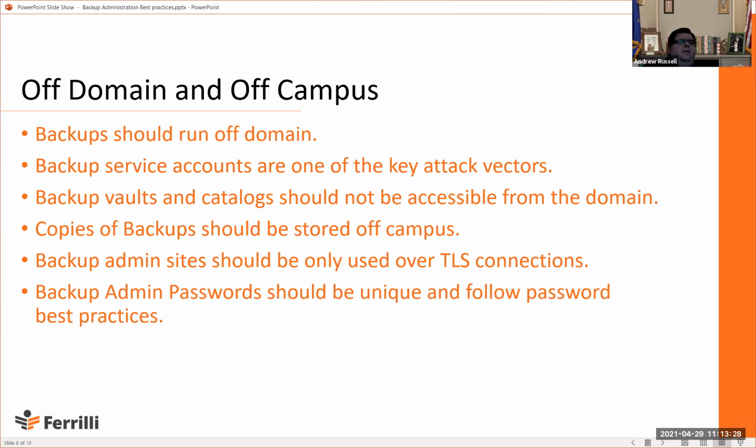We bring this up because in the most recent ransomware attack we've seen, even though the system was off-prem and completely separate from the domain, the attackers were able to access that backup solution. We believe they either sniffed the password from a clear text interface or the password was reshared across multiple systems. So it's very important that you use best practices when it comes to password policies for your backup solution.